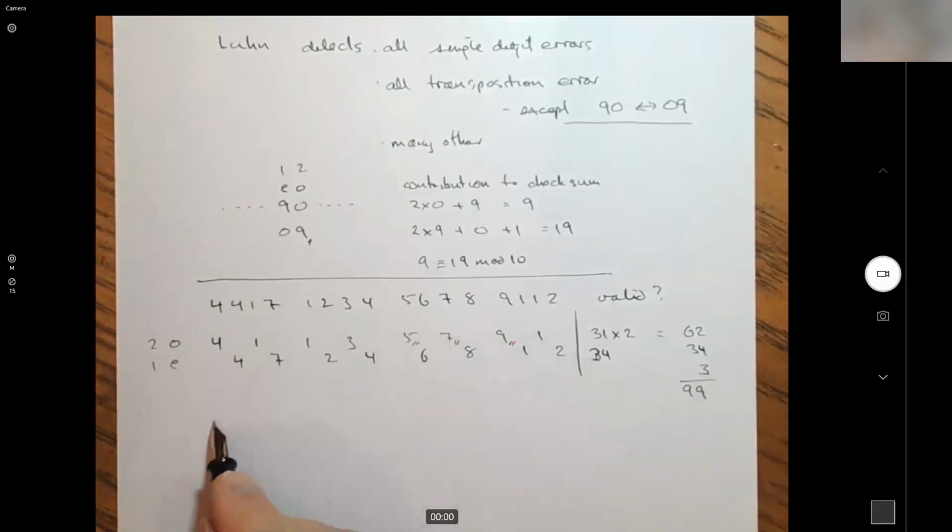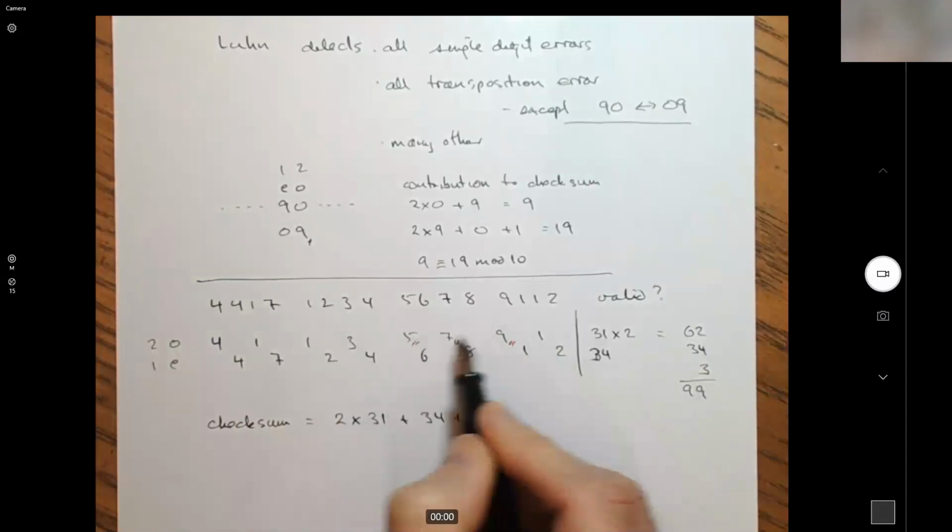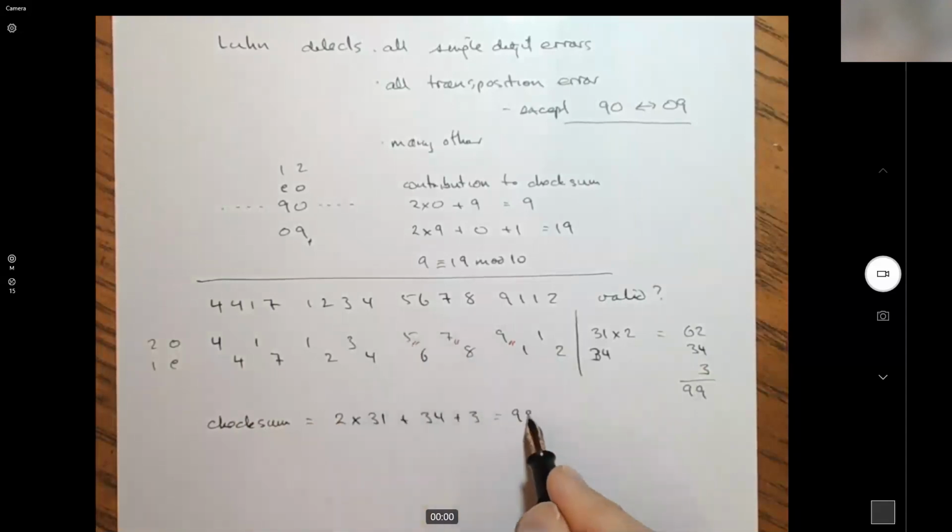So you can write the checksum is 2 times that 31 plus the 34 plus the count of numbers greater than 4 there. That's equal to 99, and that's not a multiple of 10. So the credit card number is not valid.